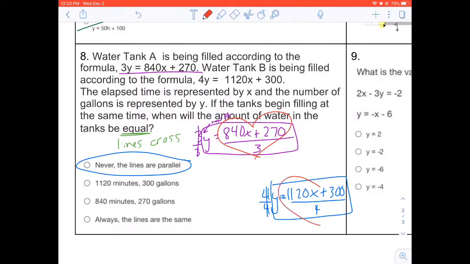Now, if you continue to actually solve this through and do the math so that you could do this by hand, you could see that they're going to be parallel like this. So if we did 840 divided by 3, we're going to get 280x plus 90. And on our second equation, we would get y equals 280x plus 85.